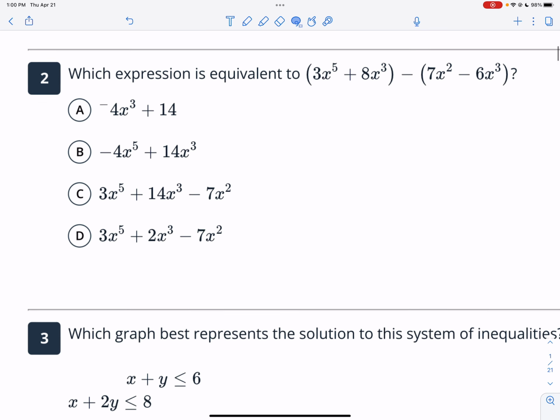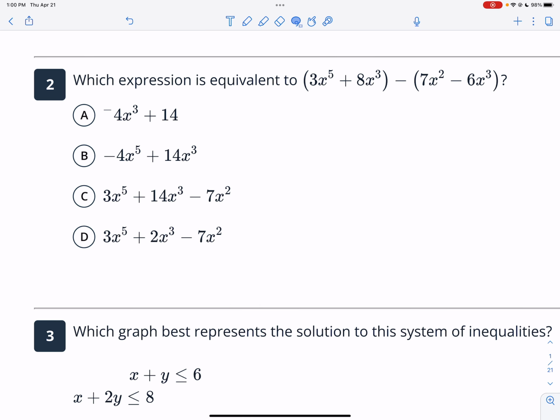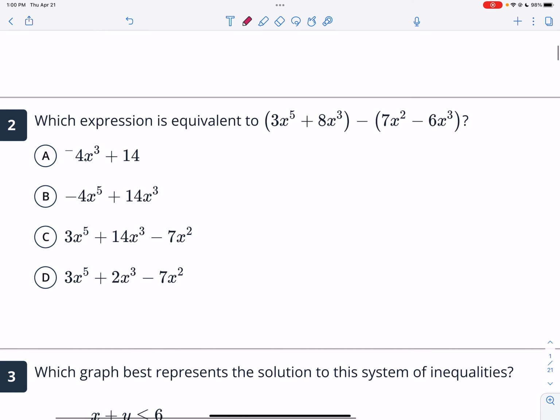All right, on number 2, which expression is equivalent to that jazz right there? Well, this one's actually a lot easier than the other one. We only have one correct answer here. So all I'm really going to do is combine like terms. I'm going to distribute and combine like terms to see. I want to make sure I can simplify this.